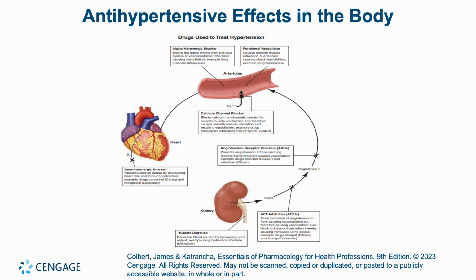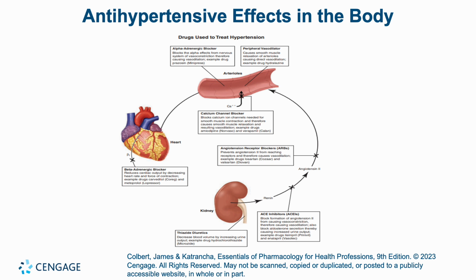Your calcium channel blockers block calcium ion channels needed for smooth muscle contraction, therefore causing smooth muscle relaxation and resulting vasodilation or opening of the veins and vessels. Example drugs are amlodipine and verapamil. Peripheral vasodilators cause smooth muscle relaxation of arterioles, causing direct vasodilation, for example, hydralazine.